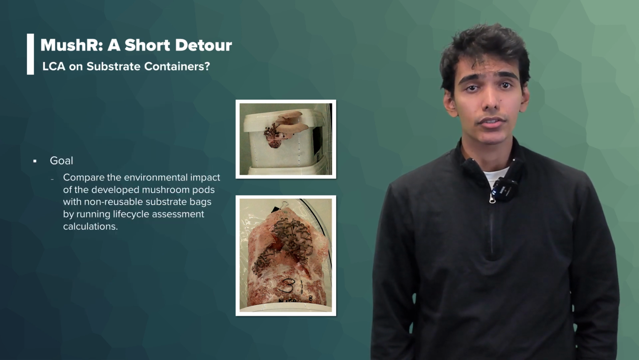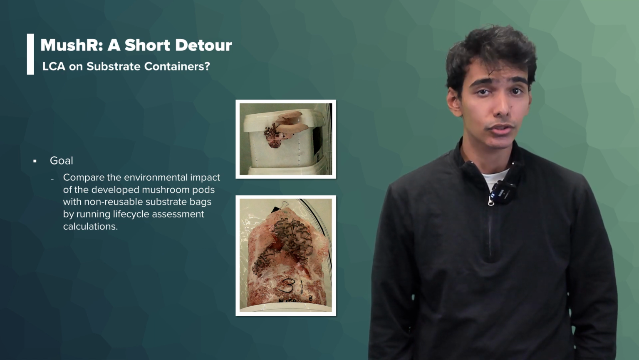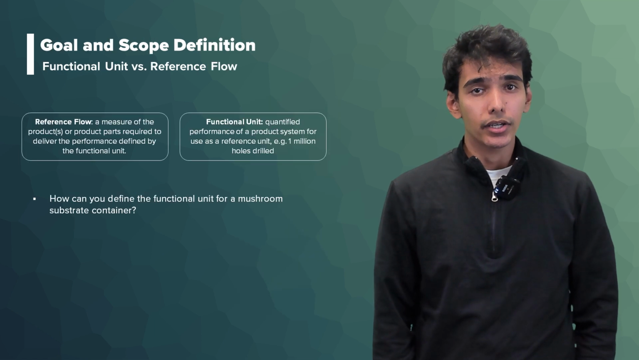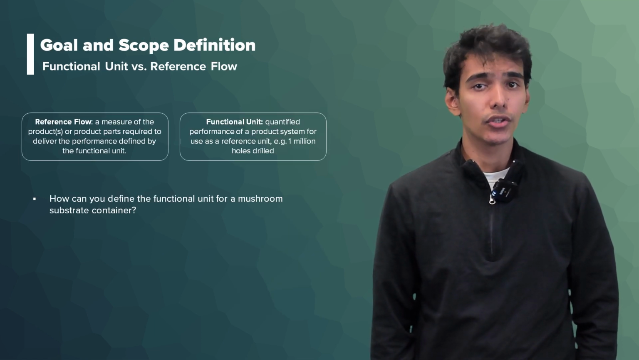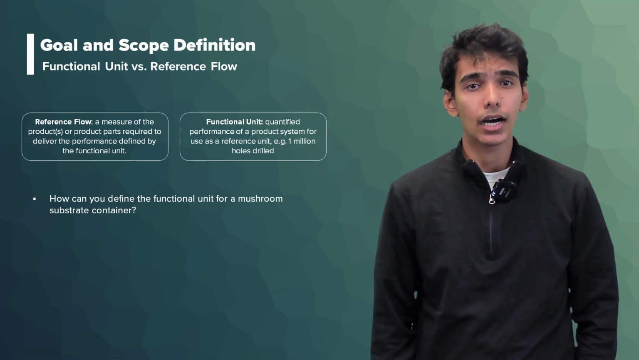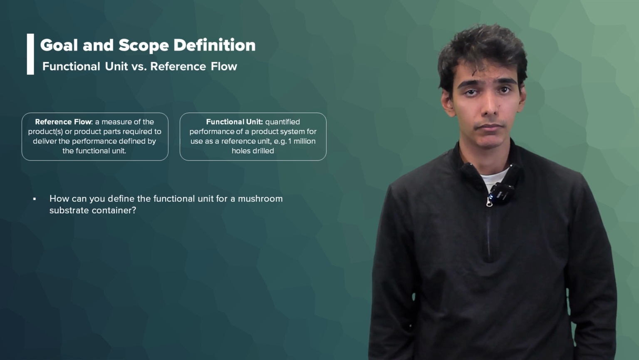To answer this question, we put a goal for ourselves to compare the environmental impact of our developed mushroom pods with the non-reusable substrate bags by using life cycle assessment calculations. So this is where we come to the functional unit and reference flow example. The question would be, how would we define the functional unit for a mushroom substrate container?